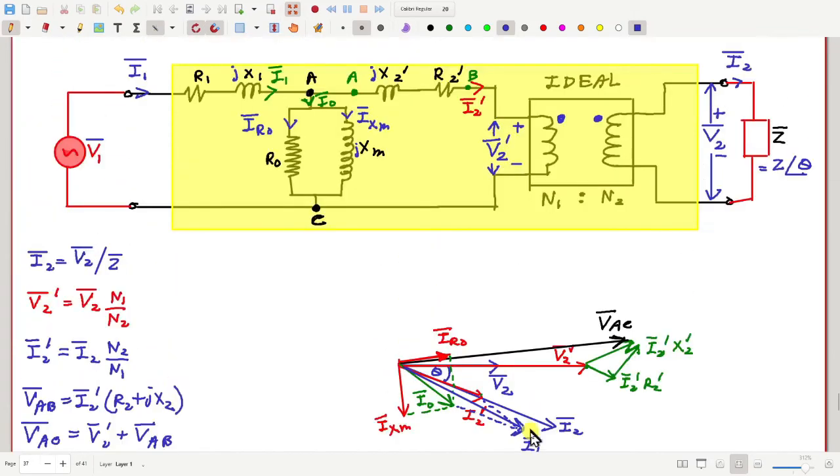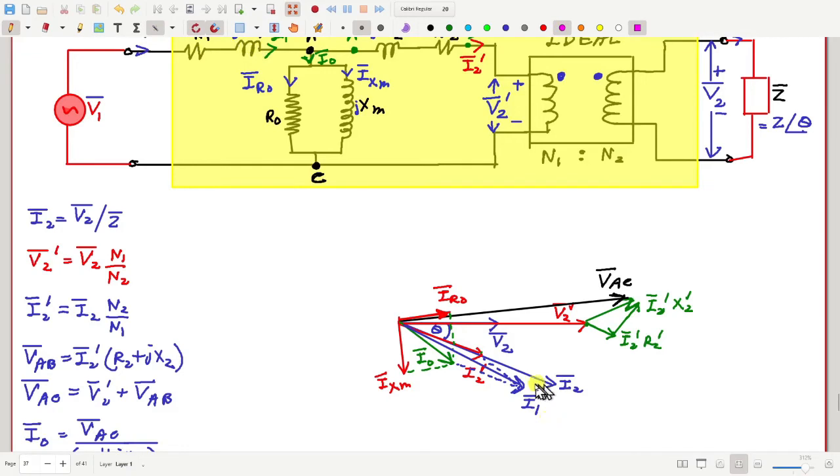Okay, now I know I1. What next? What can I find? I can find the voltage drop across R1 and jX1. Okay, so how will that be? That will be in the same direction as I1, so this will be, say, I1 R1.